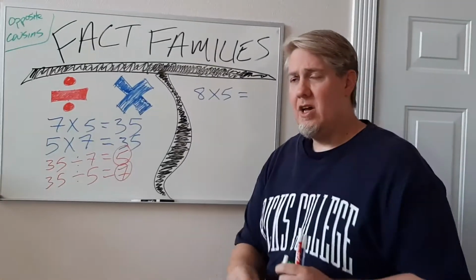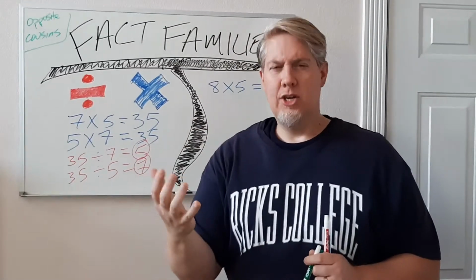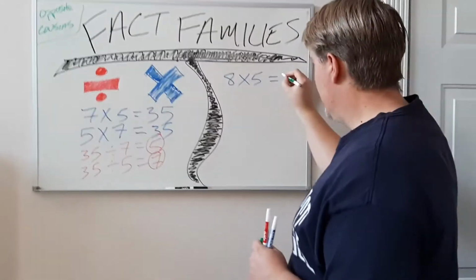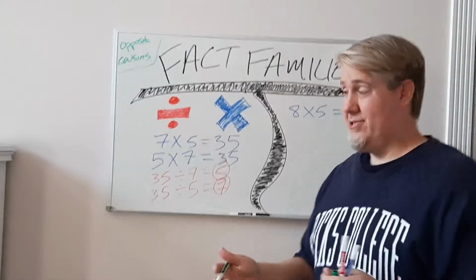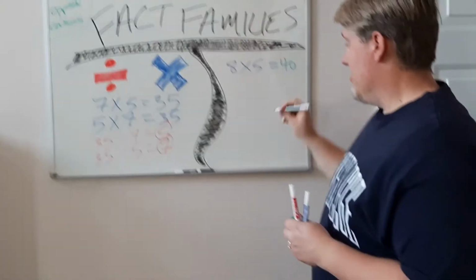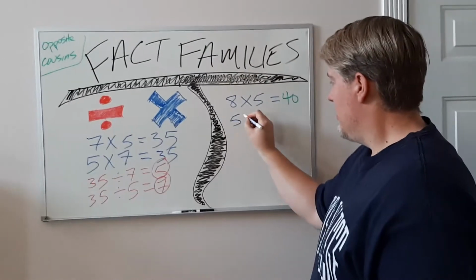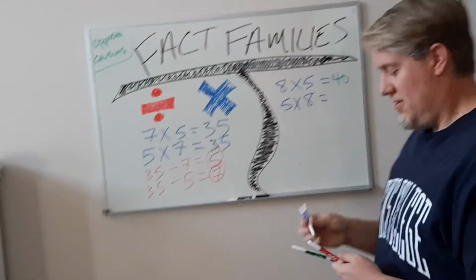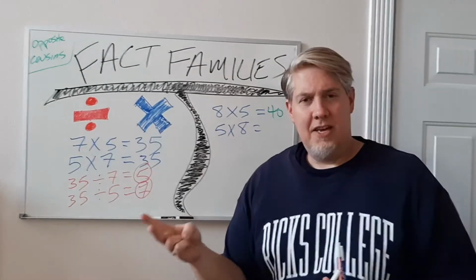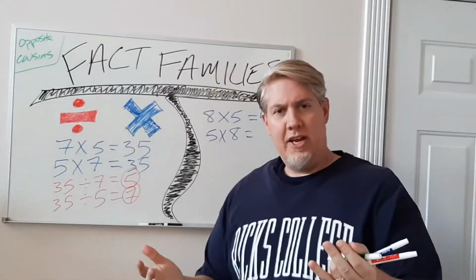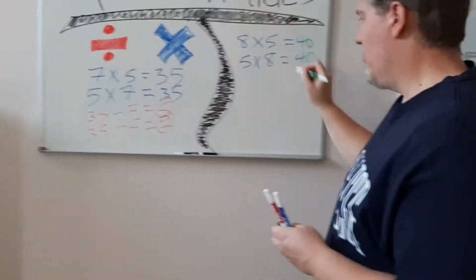8 times 5: 8, 16, 24, 32, 40. Nice. See, these songs, they're not just fun to sing, but they're actually useful. I promise. So we got 40 here, and even if I switch these guys around, we're still going to have that same answer. 5, 10, 15, 20, 25, 30, 35, 40. Too many things in my hands here. But we still come out with 40.